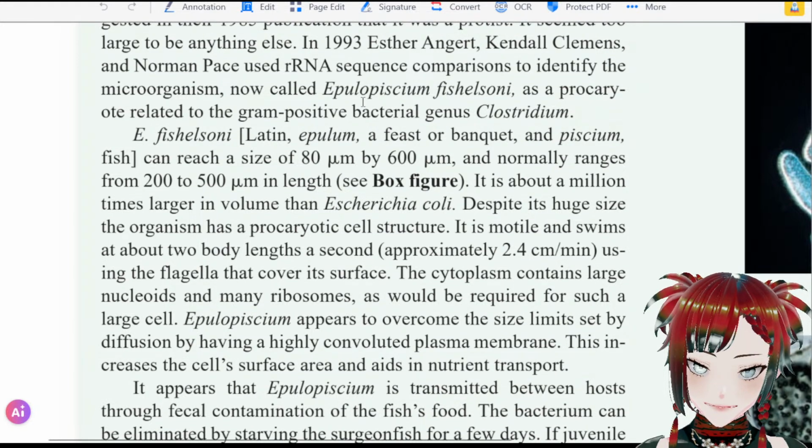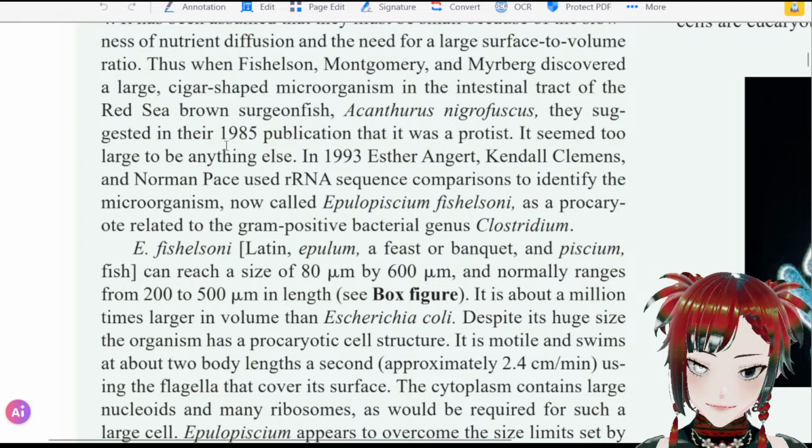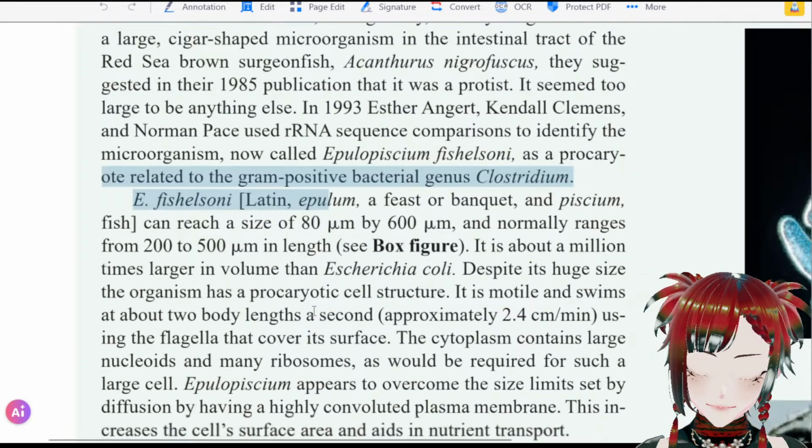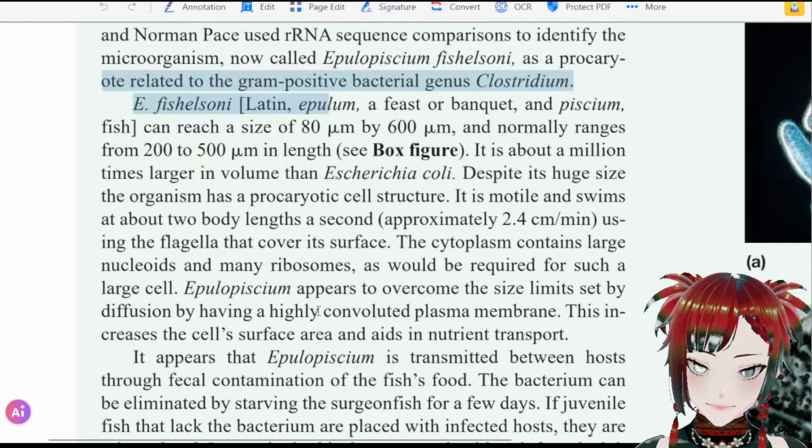So they are talking about the monstrous microbes, and that is only the Epulopiscium. Again, see, my mouth can't read this word. Fishelsoni, and at first they thought that this was a protist in 1985. But after they did the ribosomal RNA sequencing, they found out that this was a gram-positive bacterium, genus related to Clostridium. So they studied E. fishelsoni and quite some characteristics of it.